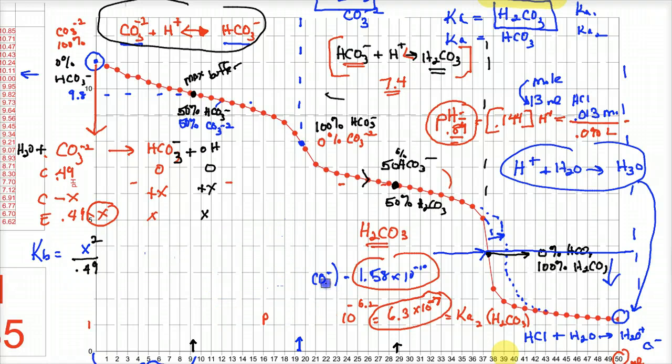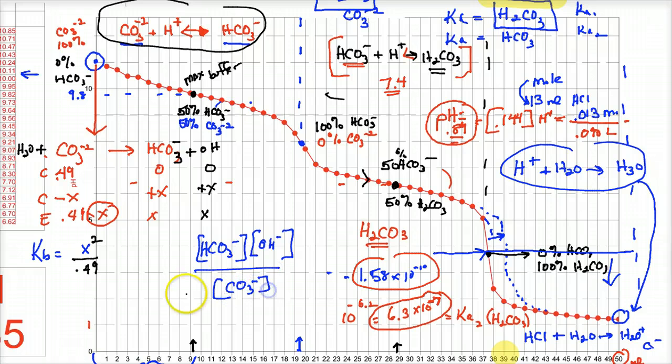Well, I know that my law of mass action, or my equilibrium expression, is going to be HCO3- times my hydroxide, all over my CO3 2-. So I just plug that in. X times X over 0.49 minus X. I got rid of the X, so we approximated that away. And that's equal to your Kb.